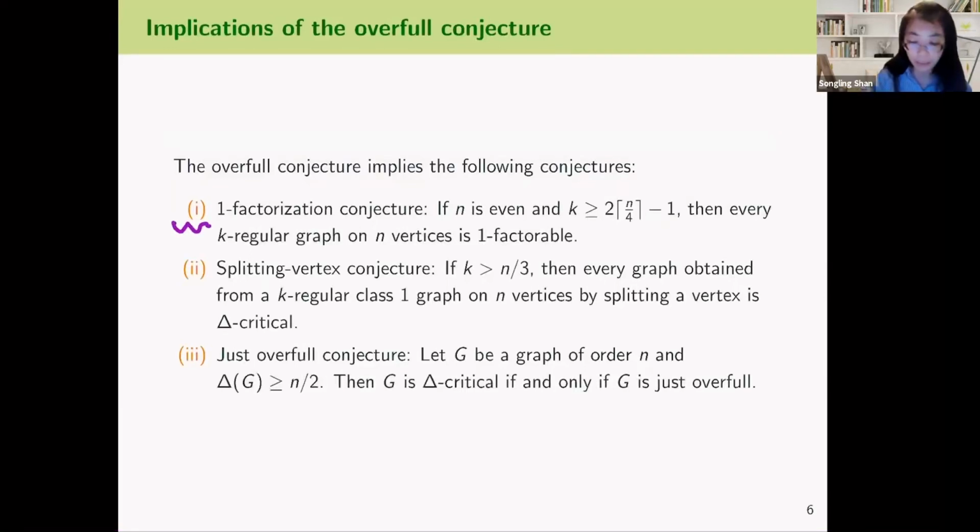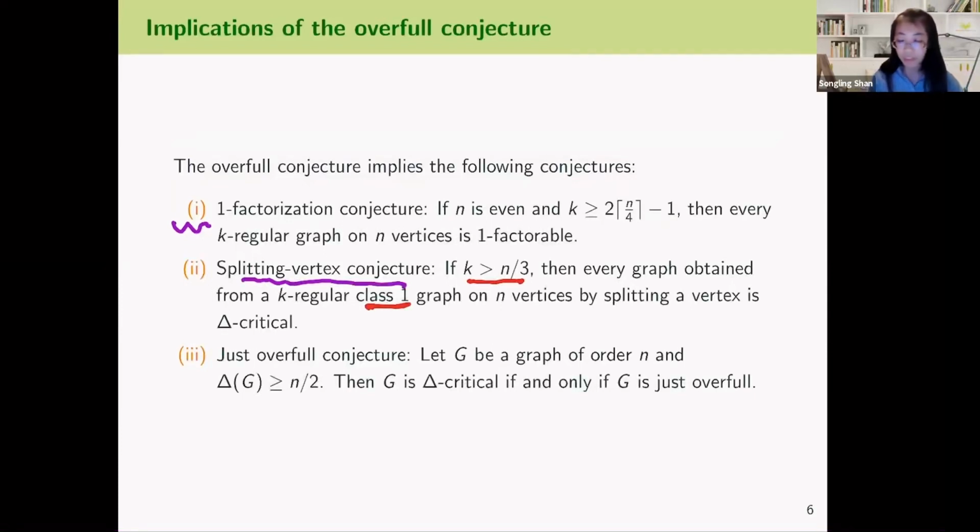It also implies what is called the splitting vertex conjecture. What this conjecture states is this. We have a k-regular graph on n vertices, where k is bigger than n over 3, and the graph is class 1. So it is class 1 regular, and of course n is even here, right?